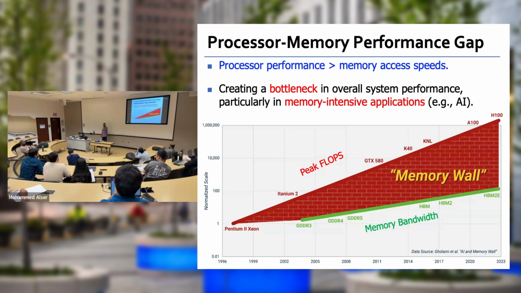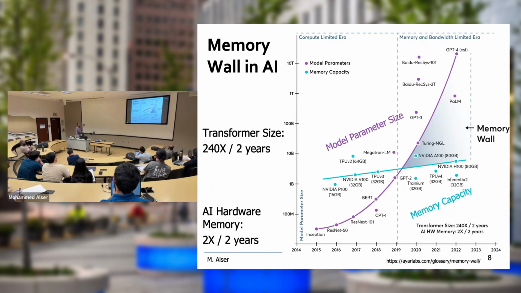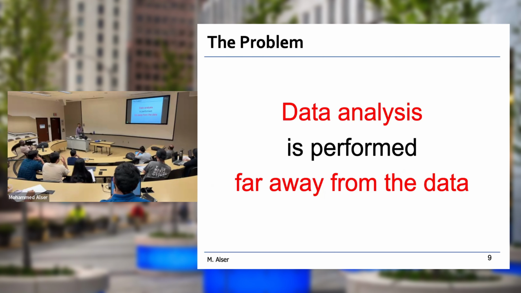We know that the memory device is not scaling well. We increase the bandwidth. The applications are becoming really hungry for more data. The CPU is becoming much faster because transistors are getting smaller in size, so we can fit more transistors in a very small area of silicon. But the memory device is not scaling, and that's what we call the memory wall. And we saw that problem also happening with AI applications. The transformer size is growing much faster than what we have in the memory devices.